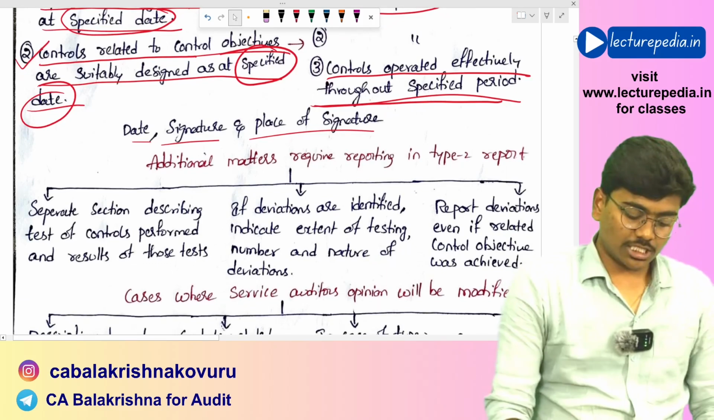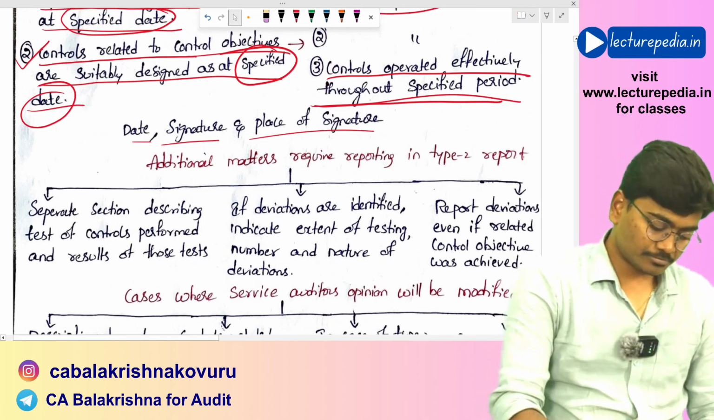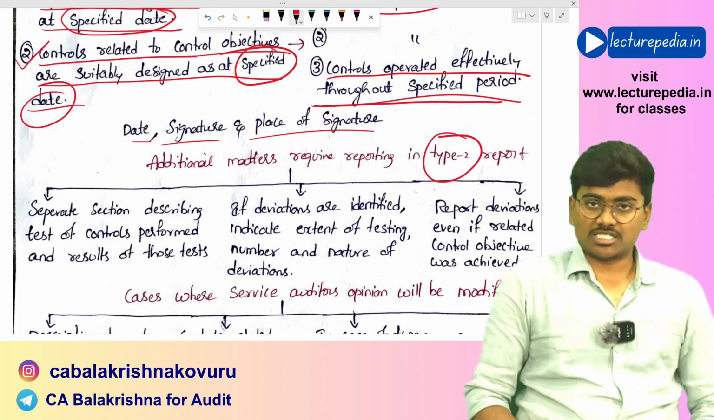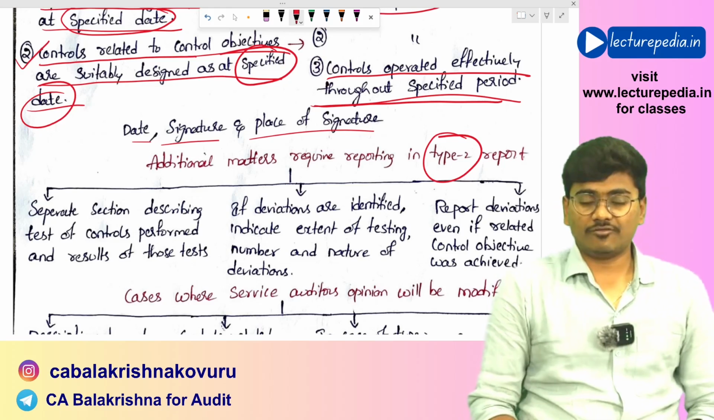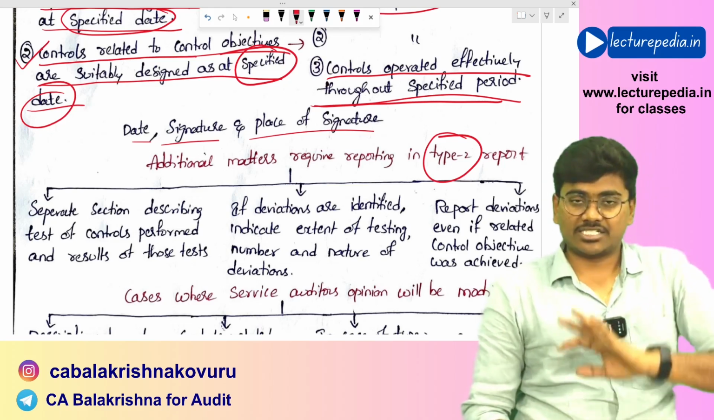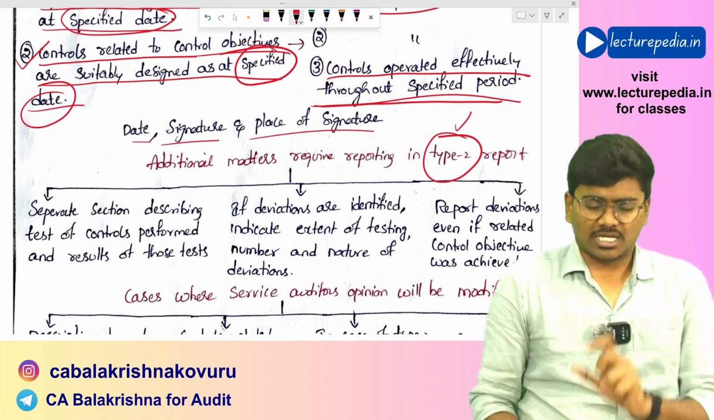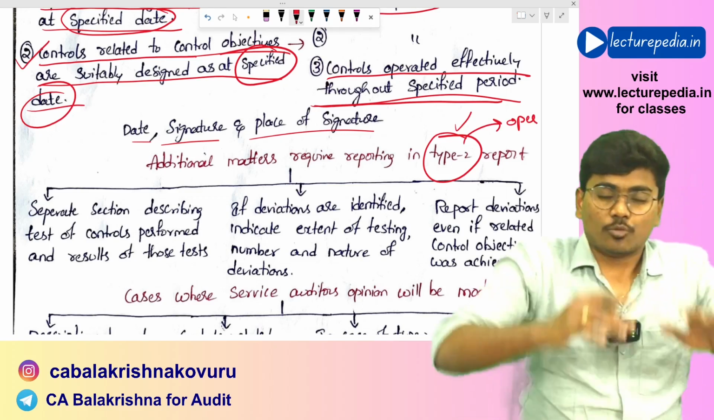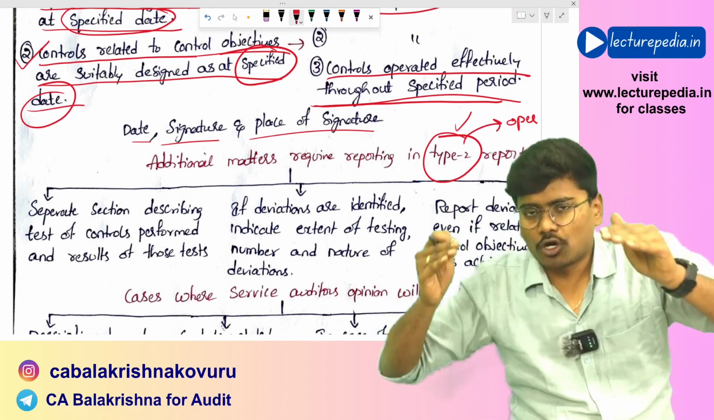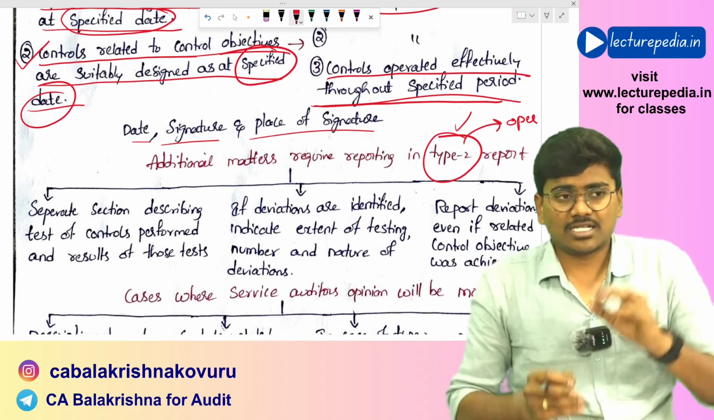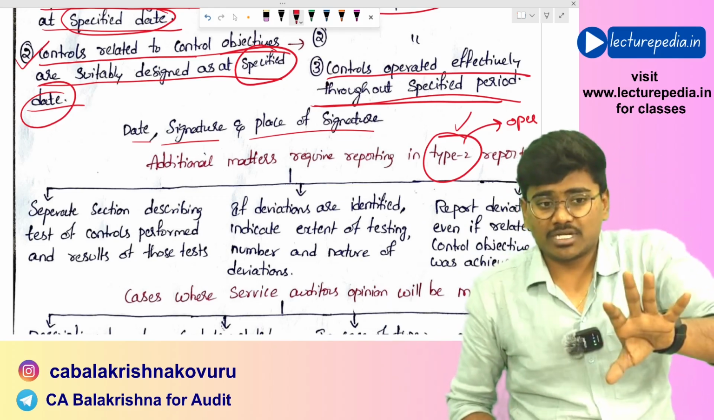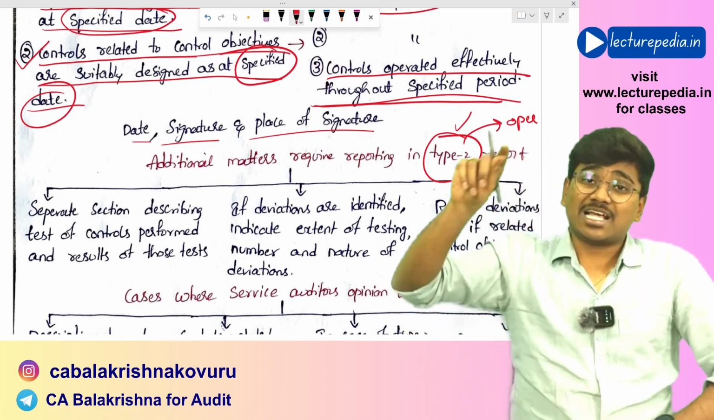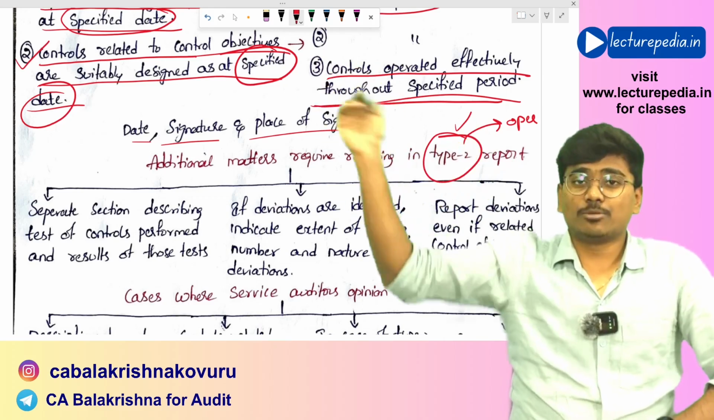Now, in case you are giving type 2 report, you need to report certain additional points. What are those additional points? After your opinion paragraph, you need to include a separate section. Basically type 2 report means what? In the type 2 report, you will also speak about operating effectiveness, whether controls are operating effectively or not. It is not just sufficient that controls are designed and implemented, they should also operate effectively in order to achieve control objectives. So that aspect of operating effectiveness will be dealt by type 2 report.